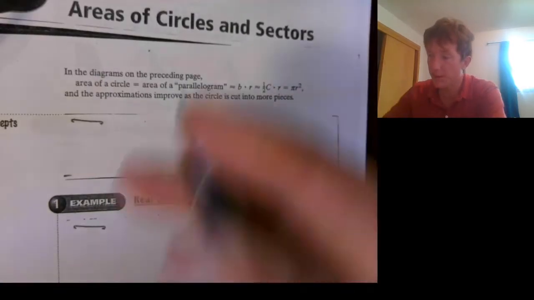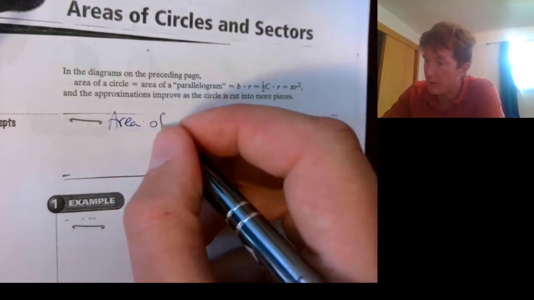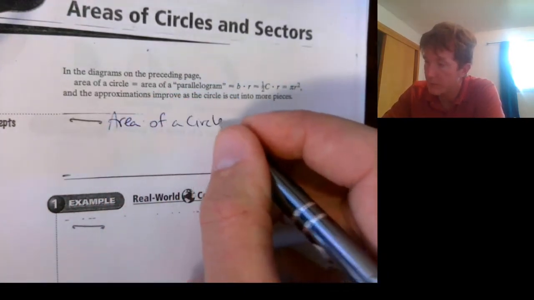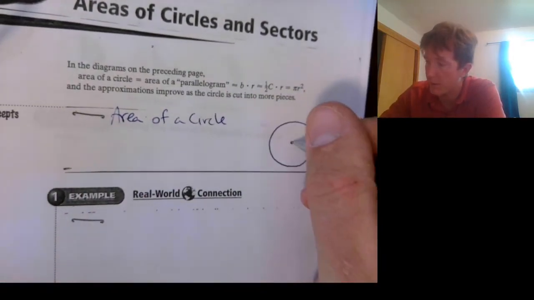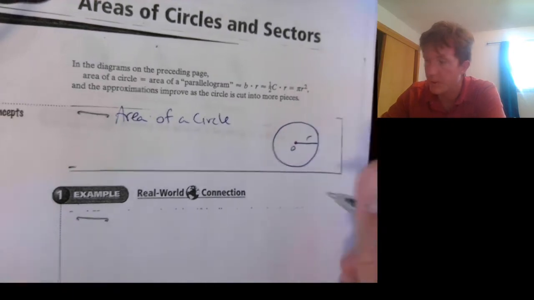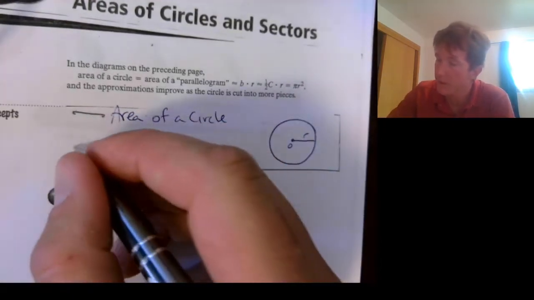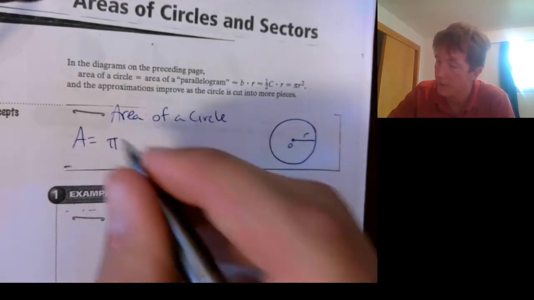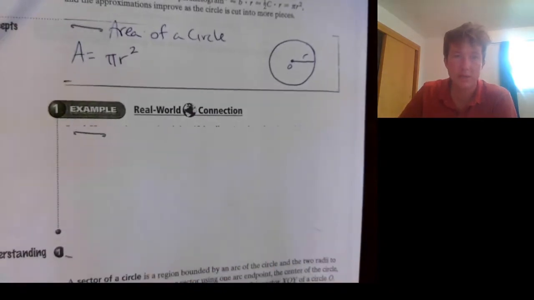So this first little bit, we're talking about area of a circle. You guys probably remember it's going to be pi r squared. So here's our circle, the center O, and then it has that radius. The area of a circle is equal to pi times the radius squared, pi r squared. Really simple thing to memorize. I really suggest memorizing that.